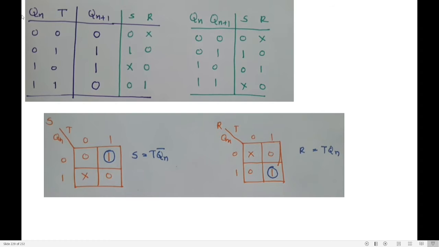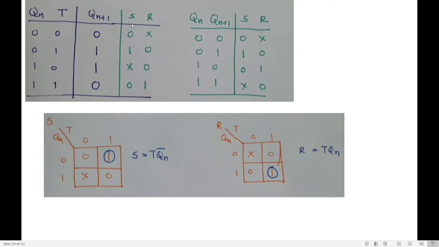Qn is 0, Q of n plus 1 is 1. What are the S and R values? 1, 0. Qn is 1, Q of n plus 1 is 1. What are the S and R values? Don't care, 0. Qn is 1, Q of n plus 1 is 0. What are the S and R values? 0, don't care.